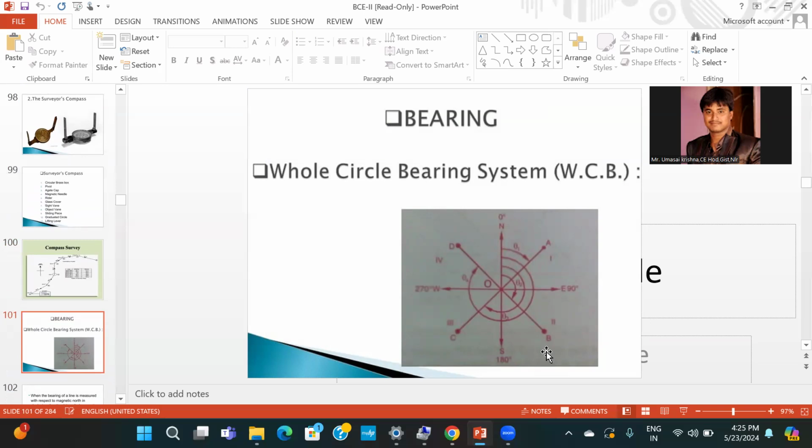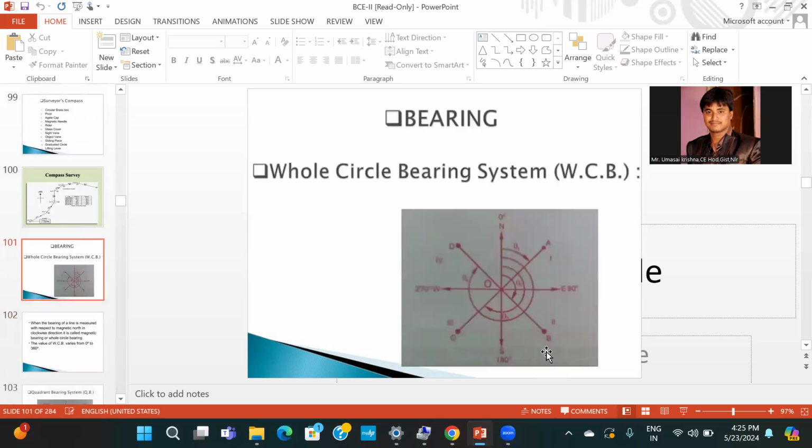Next, we will have bearings. We have whole circle bearing and quadrantal bearing. Whole circle bearing represents the total 360 degrees measured from the north direction. If we measure from the north direction, 0 degrees, then the total bearing is known as the whole circle bearing. And if we measure from either north or south, then it is considered a quadrantal bearing. In the next class, we will see about the bearings in detail. Thank you.